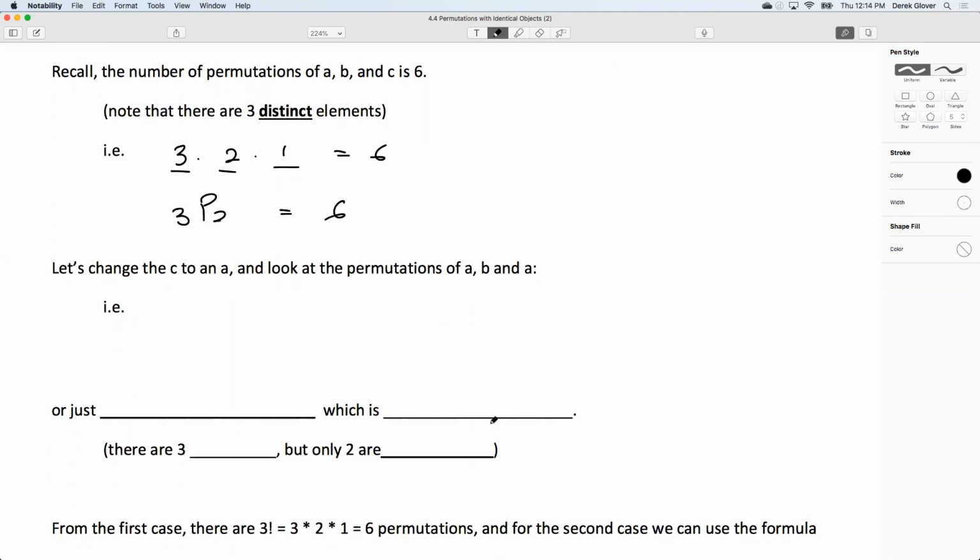But what if we change the letters? What if we change a C to an A? Then the letters become A, B, and A, and that's going to greatly restrict the number of possible outcomes. If we want to actually list them, we could have A, A, B, we could have A, B, A, or we could have B, A, A. But that's it. There's only the 3 permutations.